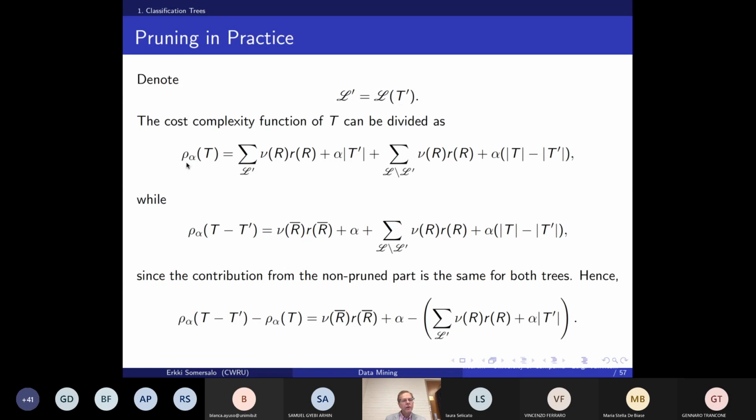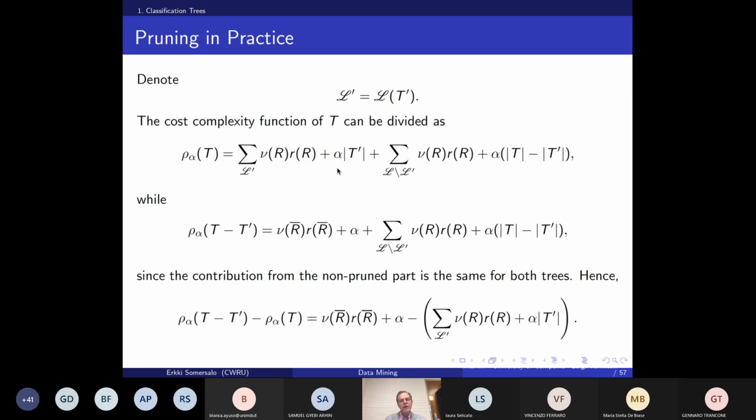Now, if you look at the cost complexity function of my original tree, rho alpha. First of all, I have the total misclassification rate. I can divide it in 2 parts. The first one is the misclassification because of the leaves that belong to this T prime that I'm going to cut off. And then I have the misclassification rate of all the leaves that were left when I cut off the T prime. So I'm splitting this misclassification rate in 2 pieces.